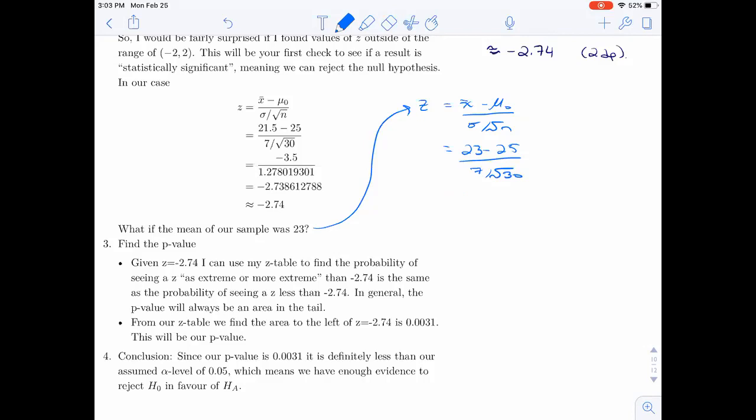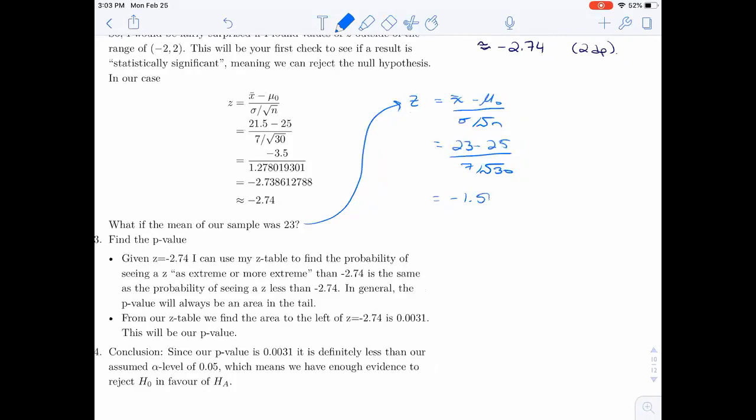I don't have it anywhere, so I'll just do it. 7 divided by the square root of 30. So here I get negative 1.564921593. So yeah, 23 is less than 25, but because it's only 1.56 standard errors below the hypothesized mean, it's probably not significantly less than 25.